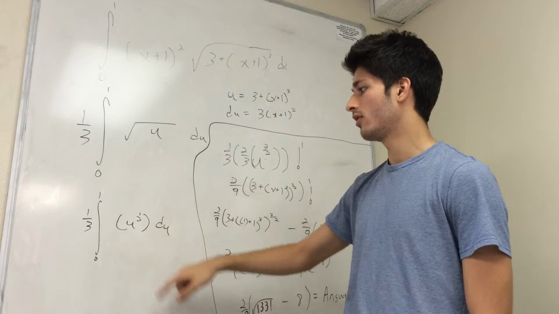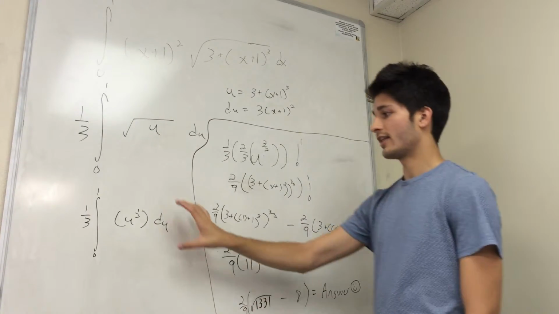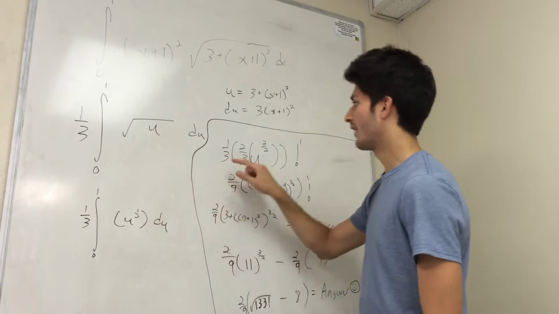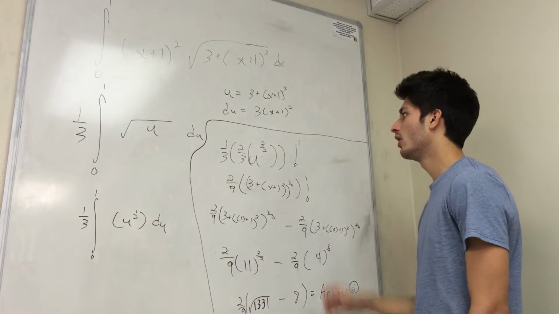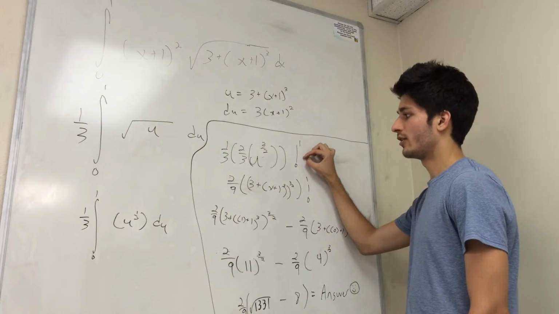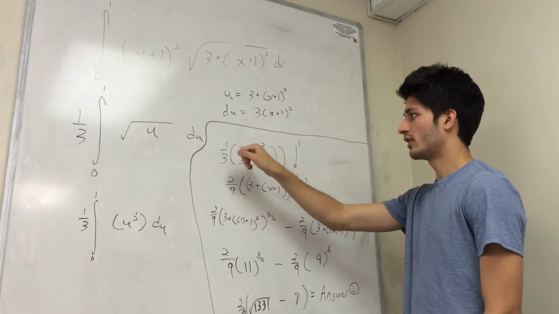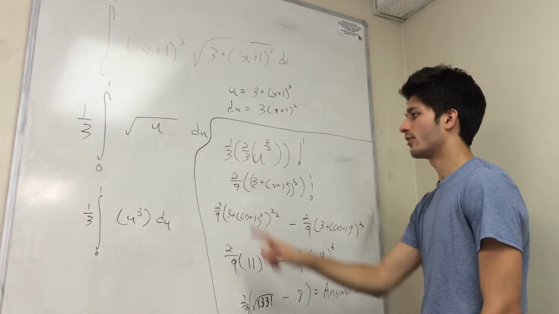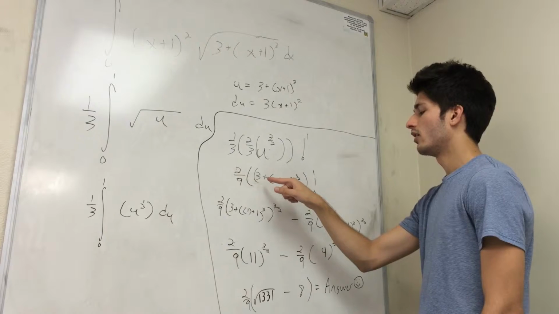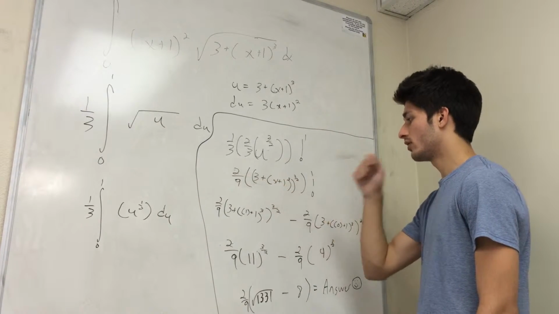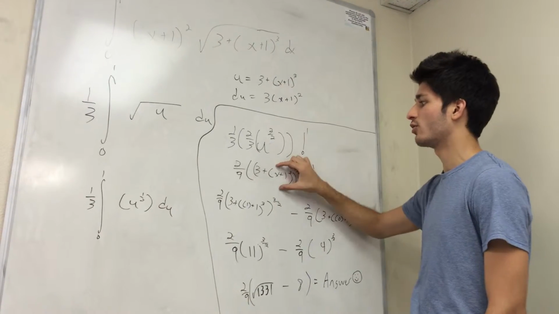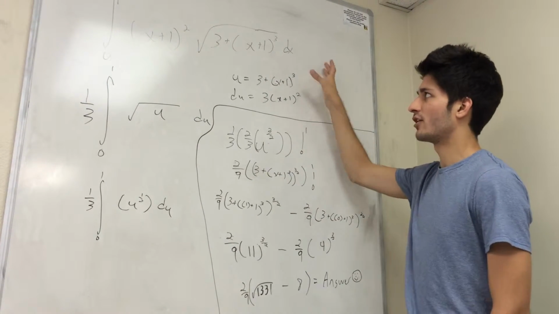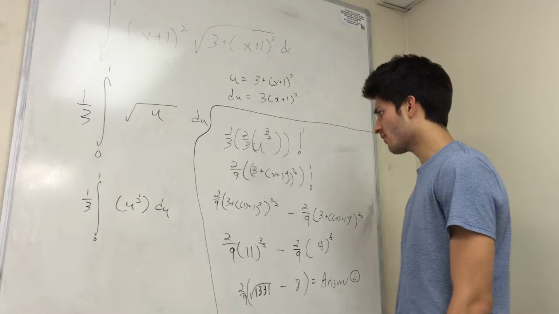And then we're just going to take the integral of that like normal, and we get 1/3 times 2/3 u to the 3/2 power, evaluated from 0 to 1. Then we just simplify that. 1 times 2 is 2, 3 times 3 is 9, so we get 2/9 times (3 plus (x plus 1) cubed) to the 3/2 power. And this comes from resubstituting our x value back into our equation. All right?